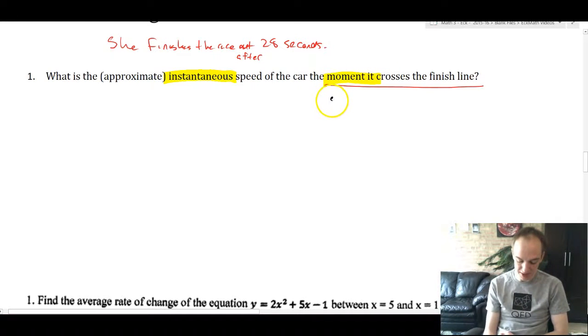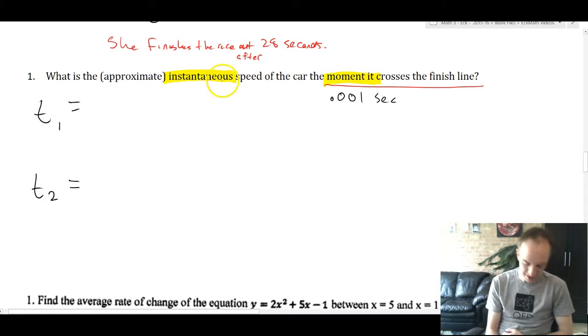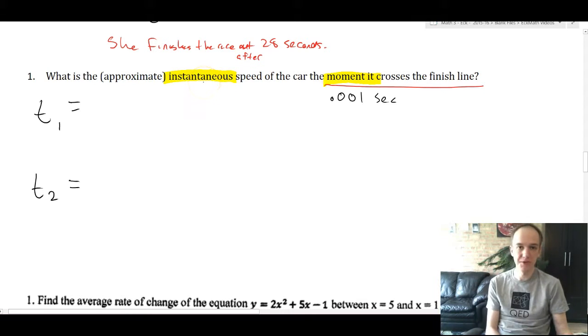Remember that our moment is 0.001 seconds. That's what we mean by a moment. So we're going to have two times, time 1 and time 2. We don't know how to do an instantaneous speed without 2 points. That's the whole deal with the approximation.